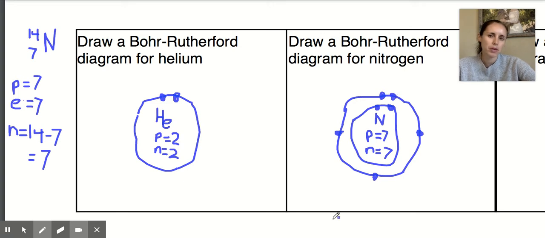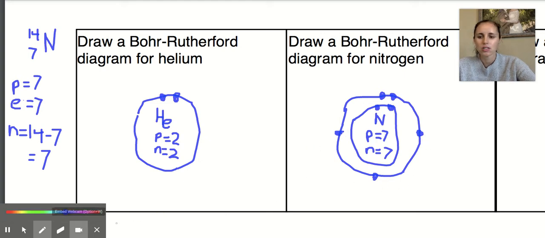So you do have to make sure you follow that order. If you don't, I can tell, and it is technically incorrect. If you had just gone 1, 2, 3, 4, 5, your outside shell would look different than this. This is the correct outside shell, so always place 1 electron on each side before you start pairing.